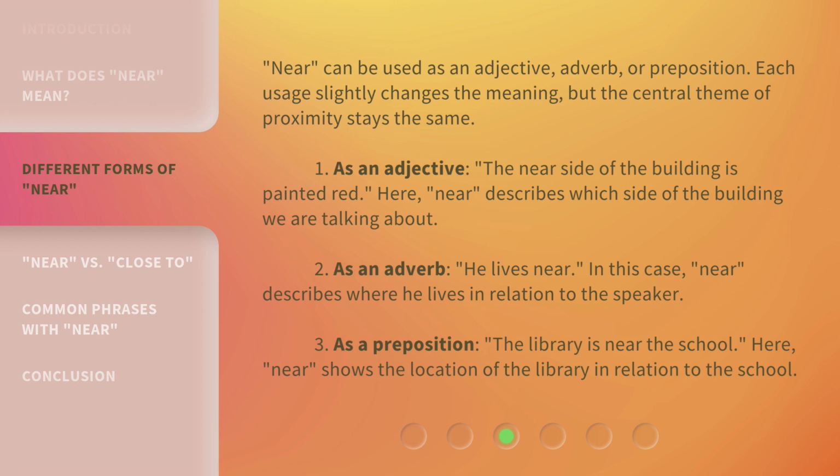2. As an adverb, he lives near. In this case, near describes where he lives in relation to the speaker. 3. As a preposition, the library is near the school. Here, near shows the location of the library in relation to the school.